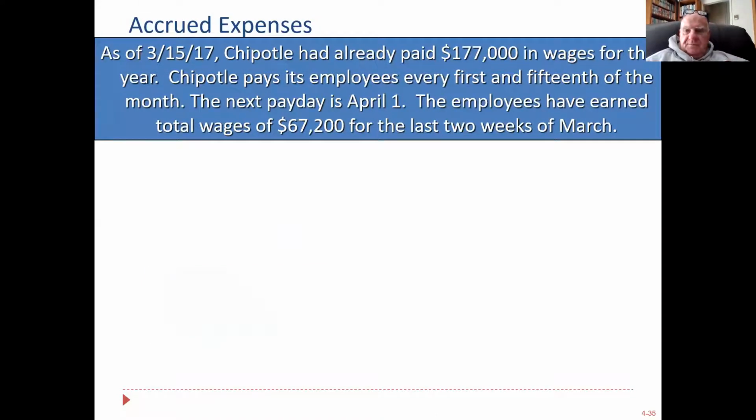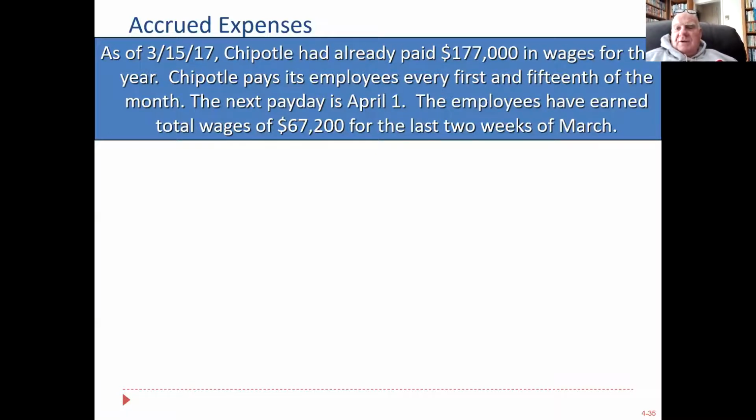Accrued expenses. Here we go with the payroll. We have to accrue this. As of 3/15/77, Chipotle had already paid $177,000 in wages for this period. That means that this represents wages that have been earned and paid, most likely at this point. This is the work that was done from the beginning of the month to the end of the month. Chipotle pays every 1st and 15th.